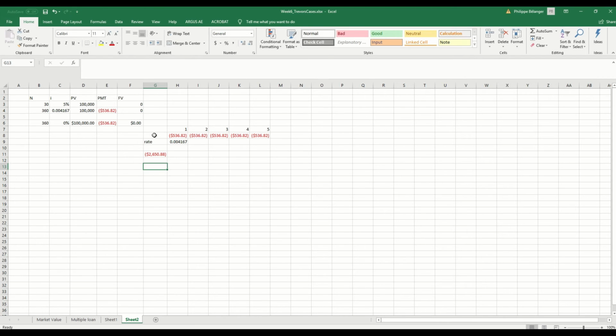And if you paid that price in order to get those cash flows, I can use IRR, internal rate of return, and select all the cash flows, and I will have the same rate, obviously, because I computed it with it. I did compute it with it. So that's it.